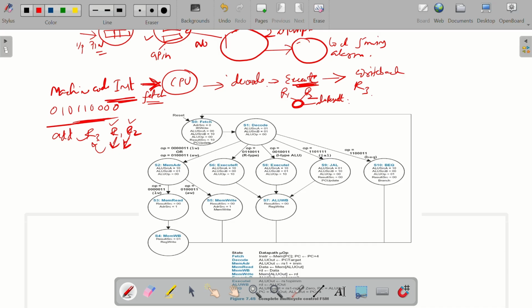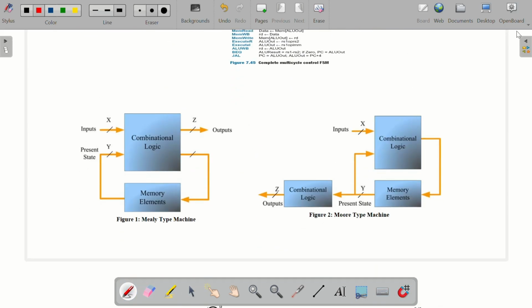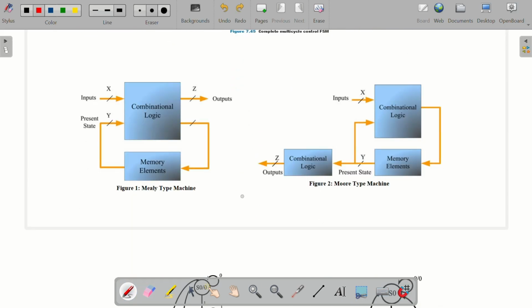Next, we will move on to what are the different types of FSM that are present. This is the classic image which we find in any digital electronics textbook to showcase what a Mealy type machine is and what a Moore type machine is. We have studied Mealy, and we already know that by definition the Mealy type machine depends on your inputs as well as the present state value.